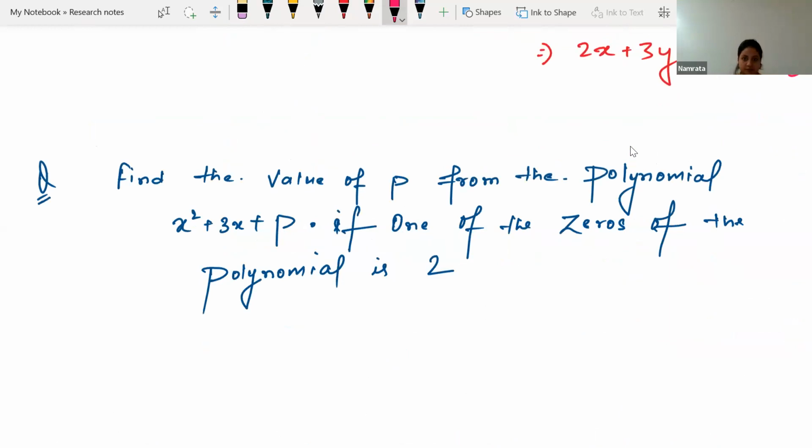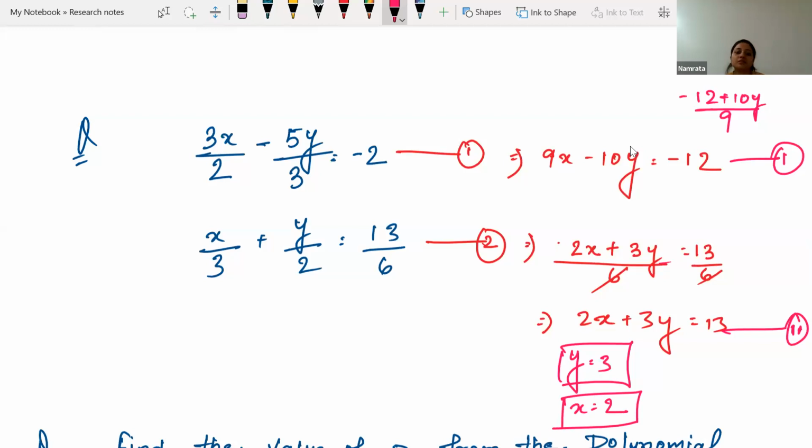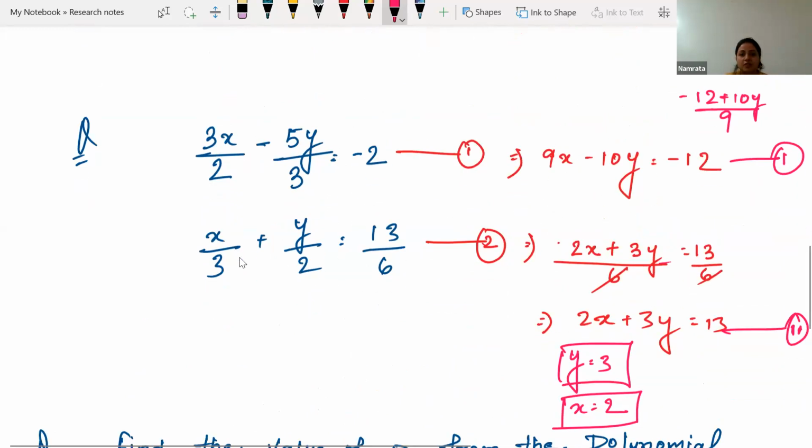Y is 3. And what about x? X is 2. You got x as 2. Perfect. So this one is the solution. You just need to be careful while doing the calculation. Otherwise, your steps, your method, everything is perfectly fine. Here we will not think about the elimination method because we can see nothing is common over here. So the substitution method will work over here.